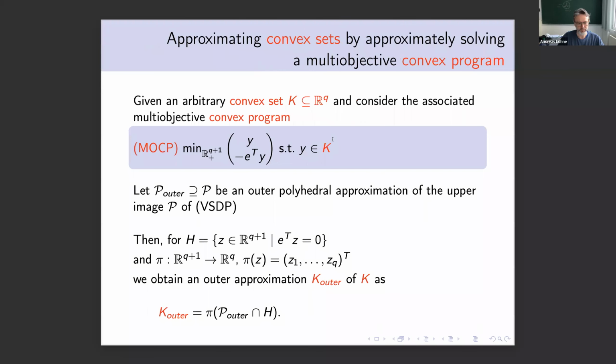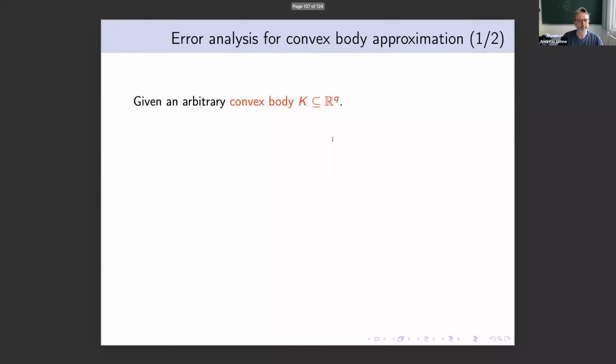So now we have the same for the convex setting. Everything's the same. And now we can proceed with an error analysis. So when we do this reformulation of convex multiple objective programming and approximation of convex sets or convex bodies, the question is, what about the approximation error of the one problem and the other problem?